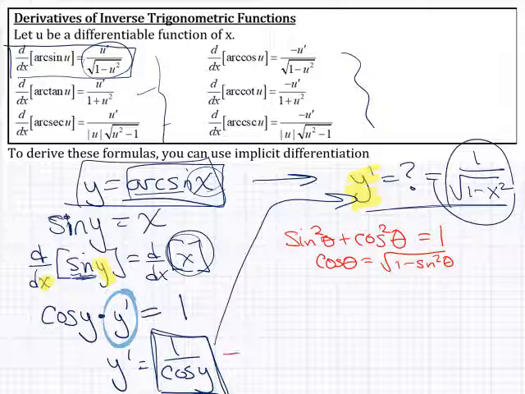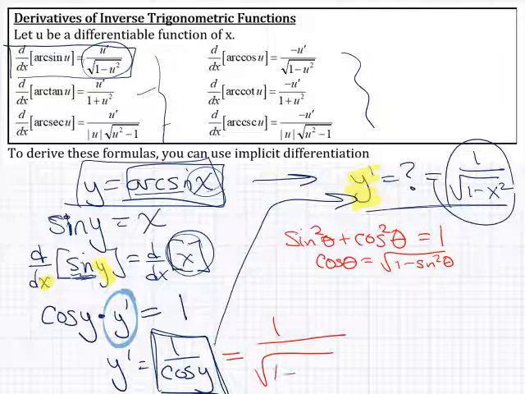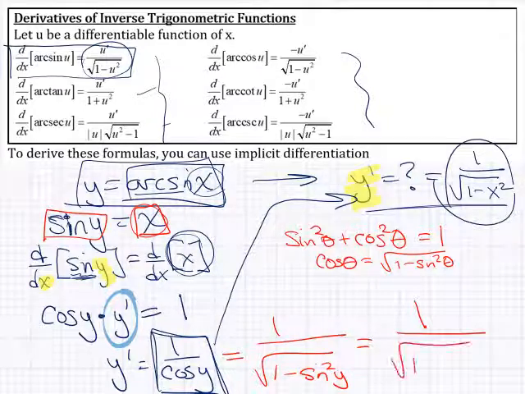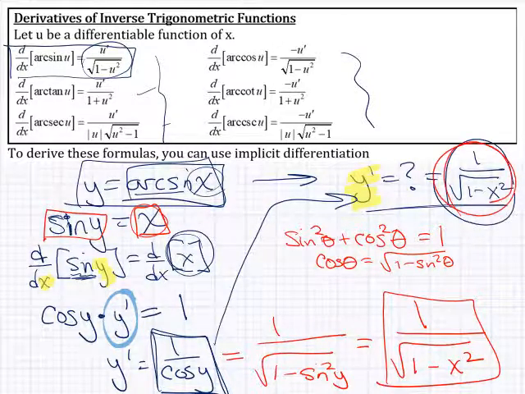So I could take this denominator and write it as 1 over the square root of 1 minus sine squared y. But up here we said that the sine of y equals x, so sine squared y should equal x squared. So we get 1 over the square root of 1 minus x squared. And there's your y prime. That's where this comes from.